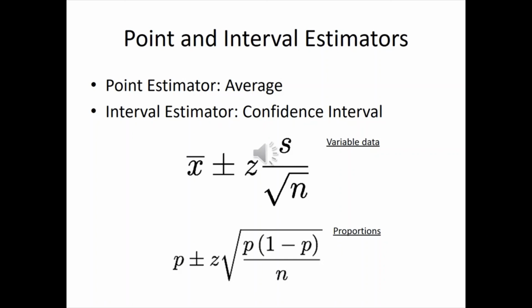The other one is proportions. Say I've got a first pass yield of 98.7. I do a test, I get a 96.2, and I can do the same thing. I could take that new average, take it times the z-score, and what you're seeing there, p times 1 minus p divided by n, I'll take the square root of that. That is the standard deviation for defects or for discrete data.